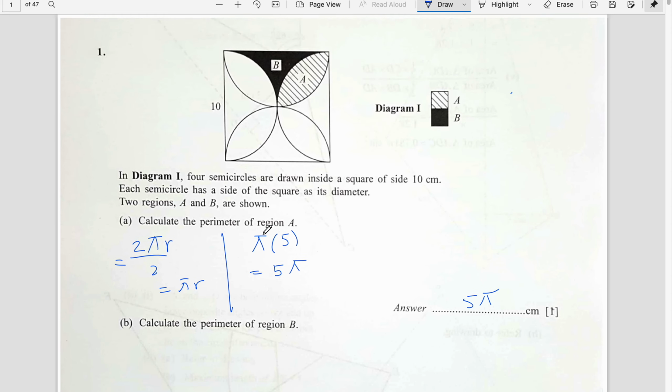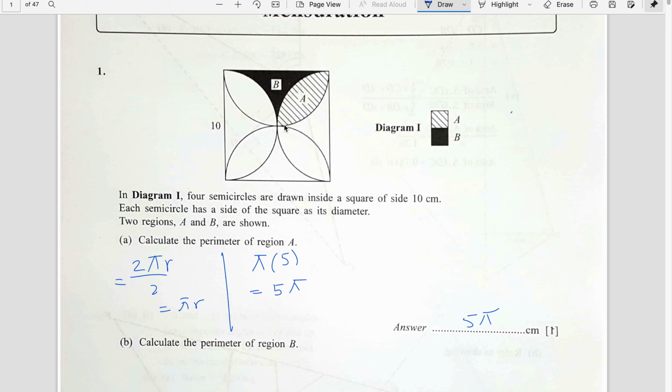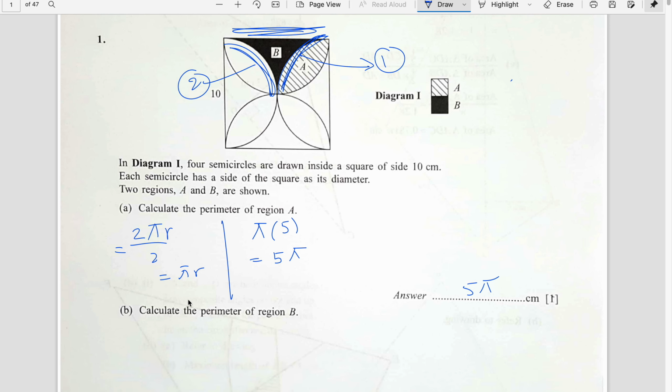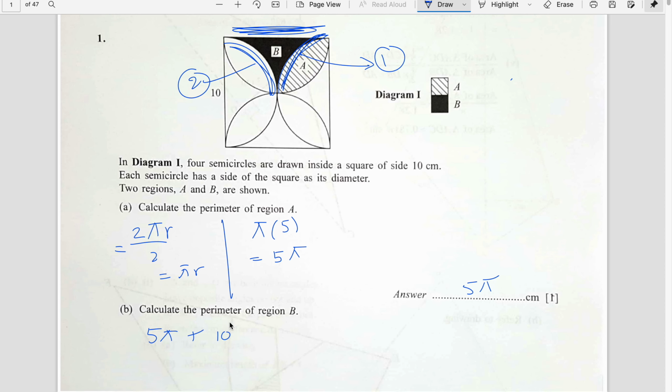Calculate the perimeter of region B. Now region B has three sides. 1, this is 2, and this is 3. So in case of B, this 1 and 2 is again a semicircle if we combine these two, which is directly 5 pi we just solved, and this upper part is 10. So 5 pi plus 10.